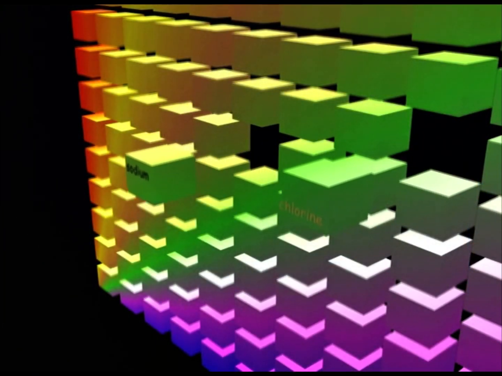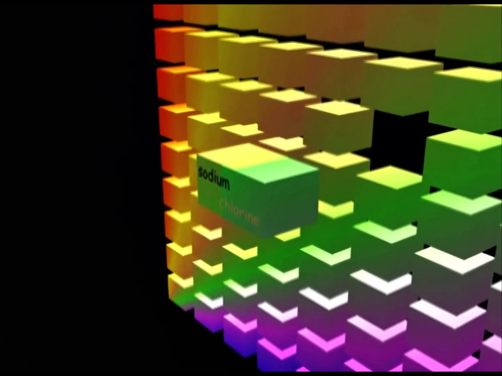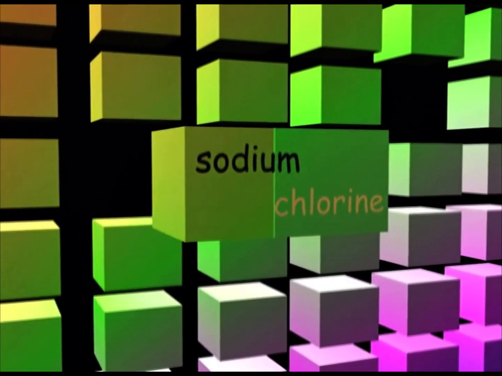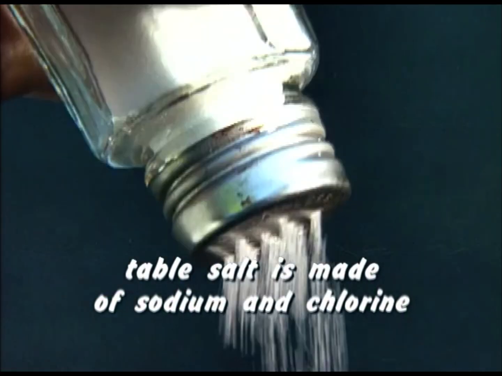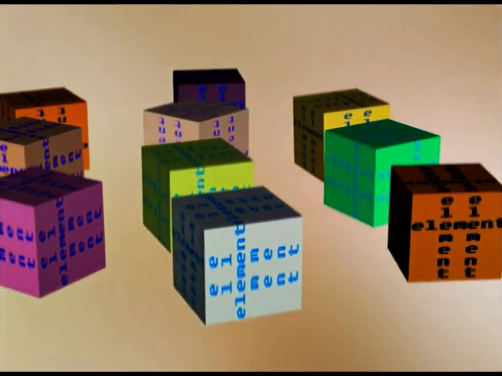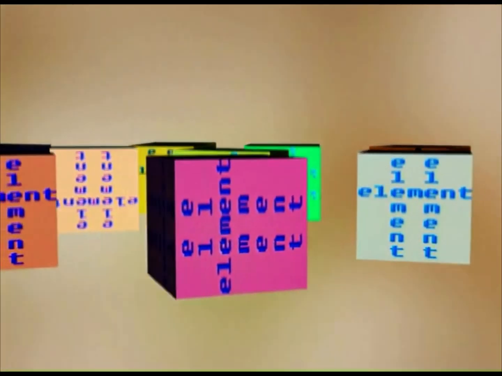The element chlorine by itself is poisonous. Combined with sodium, it becomes everyday table salt. Earth's 100 building block elements mix chemically in thousands of ways to make thousands of different minerals.